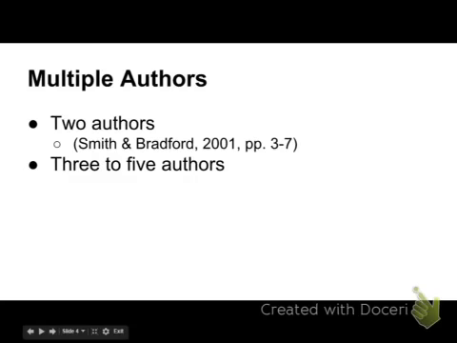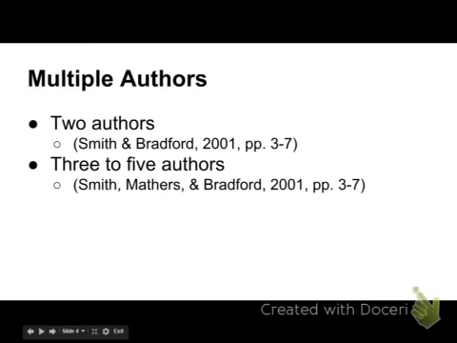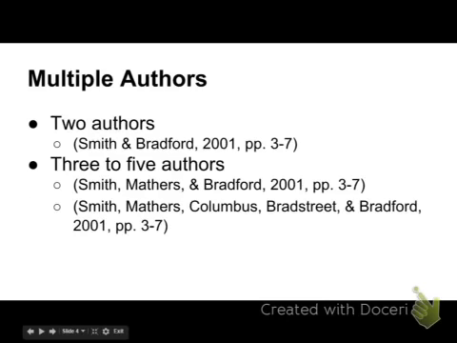If you have 3 to 5 authors, well, that's really specific, but you'll see in a second that that rule actually matters. The count is important. If you have 3 to 5 authors, then you separate them basically like a list: Smith, comma, Mathers, comma, ampersand, last author. And if you have 5, again, it's a list: Smith, comma, Mathers, comma, Columbus, comma, Bradstreet, comma, ampersand, Bradford.